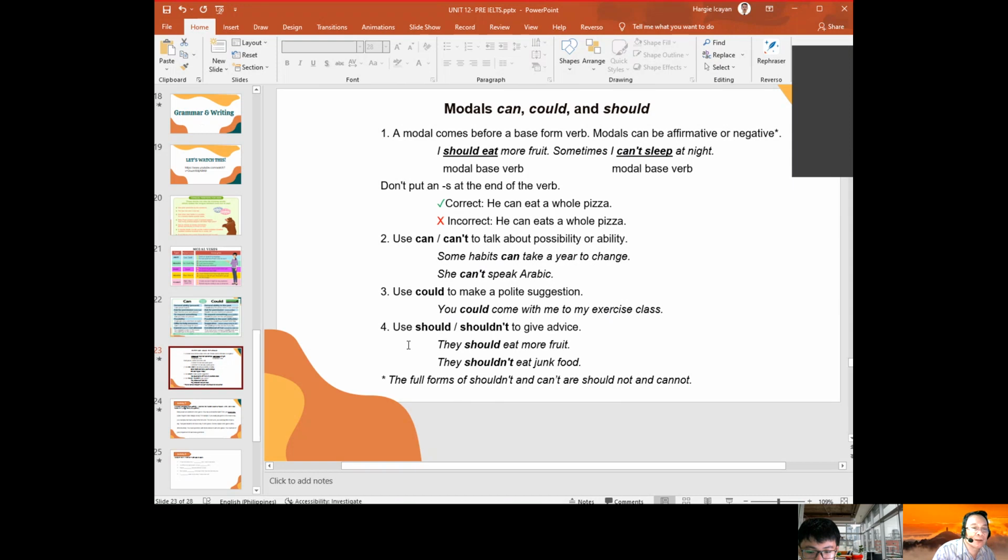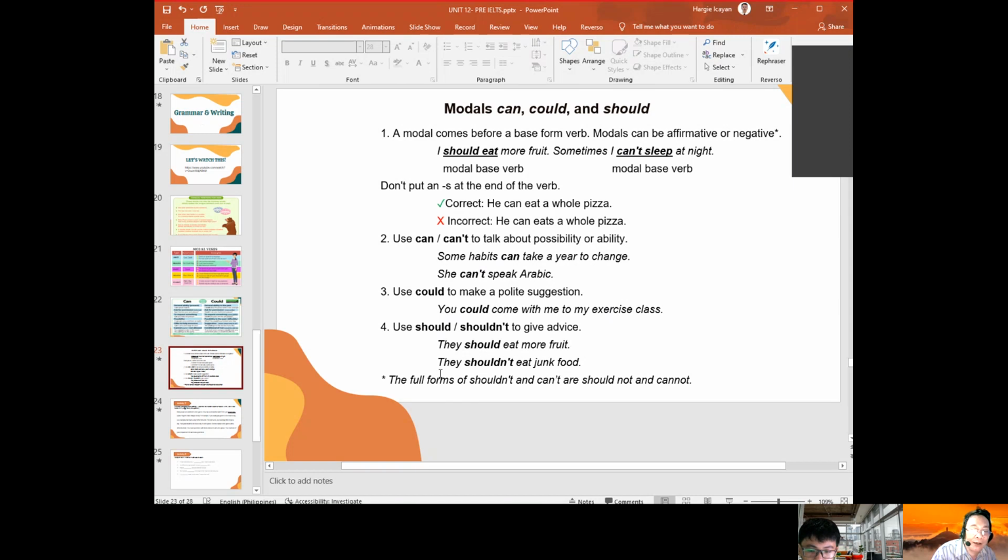Next, number four. You should or shouldn't to give advice. Now, if we are giving advice, we have to use should, or affirmative, and then we have to use shouldn't for negative. For example, they should eat more food. So we are giving advice.